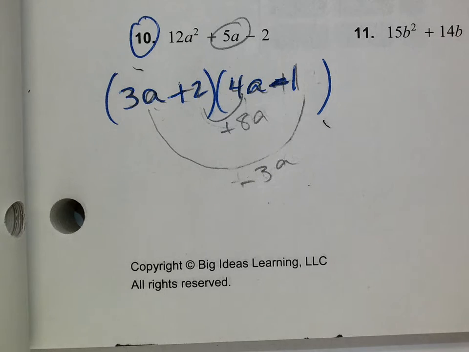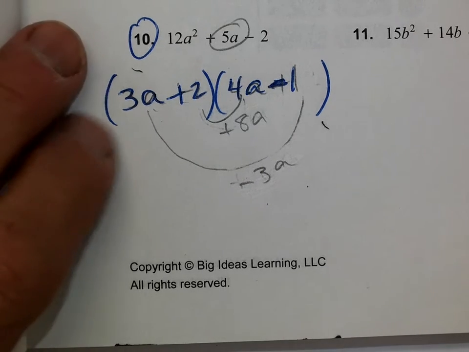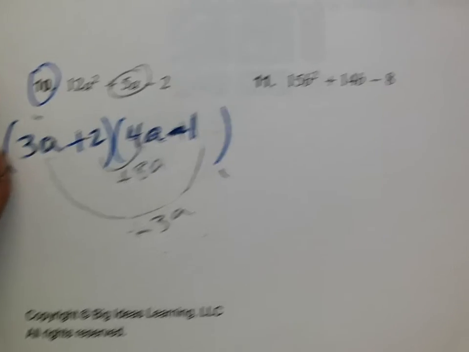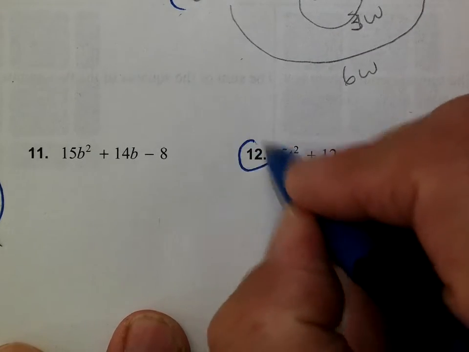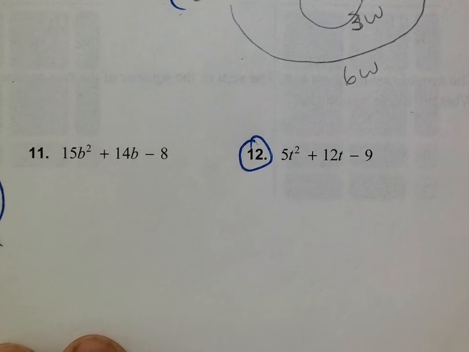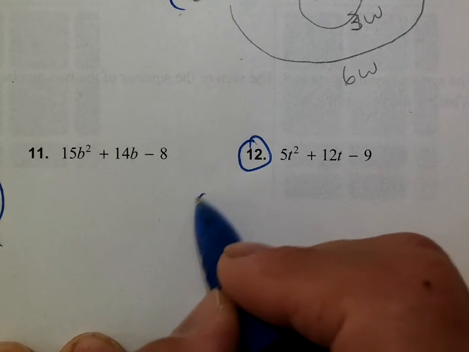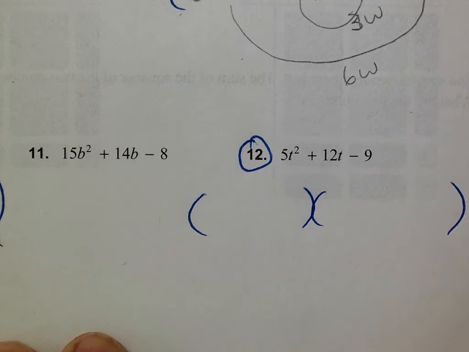Okay. Let's try one more. Let's do number 12. Okay, slide over to 12. So again, we're going to go parentheses, parentheses, parentheses, parentheses. Okay.